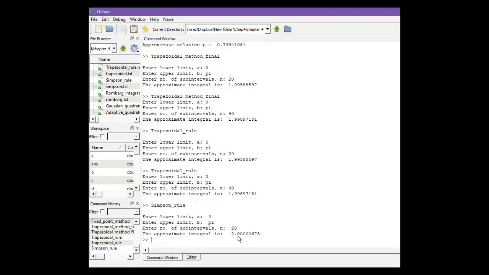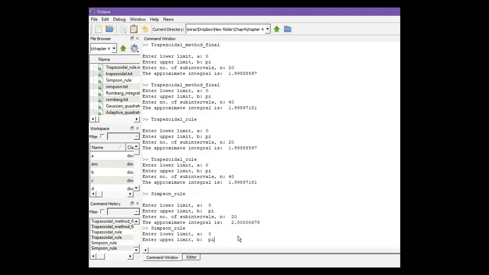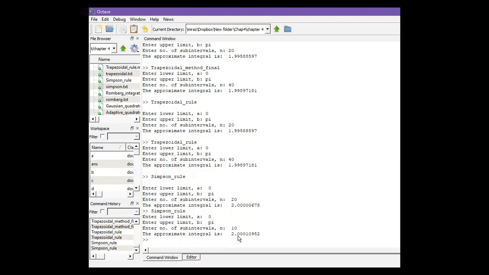Let's run the code again. So lower limit 0, upper limit pi, and let's say the number of subintervals is 10. So we got this solution.